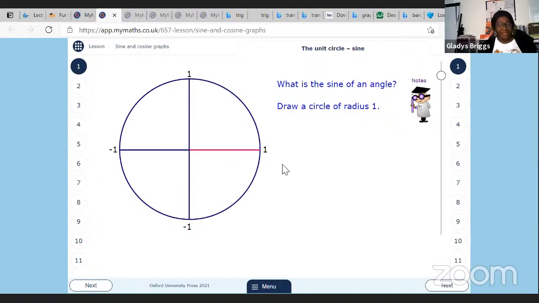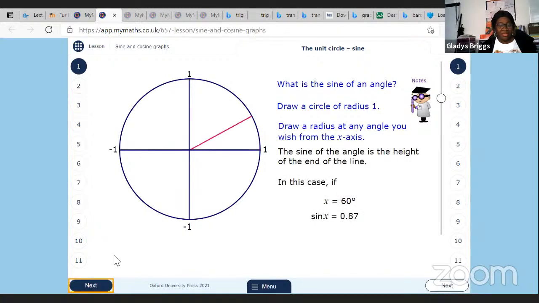Right, for you guys, what is the sine of an angle? You draw a circle of radius 1. Draw a radius at any angle you wish from the x-axis. The sine of the angle is the height of the end of the line. In this case, if x is equal to 60 degrees, sine x is equal to 0.87.